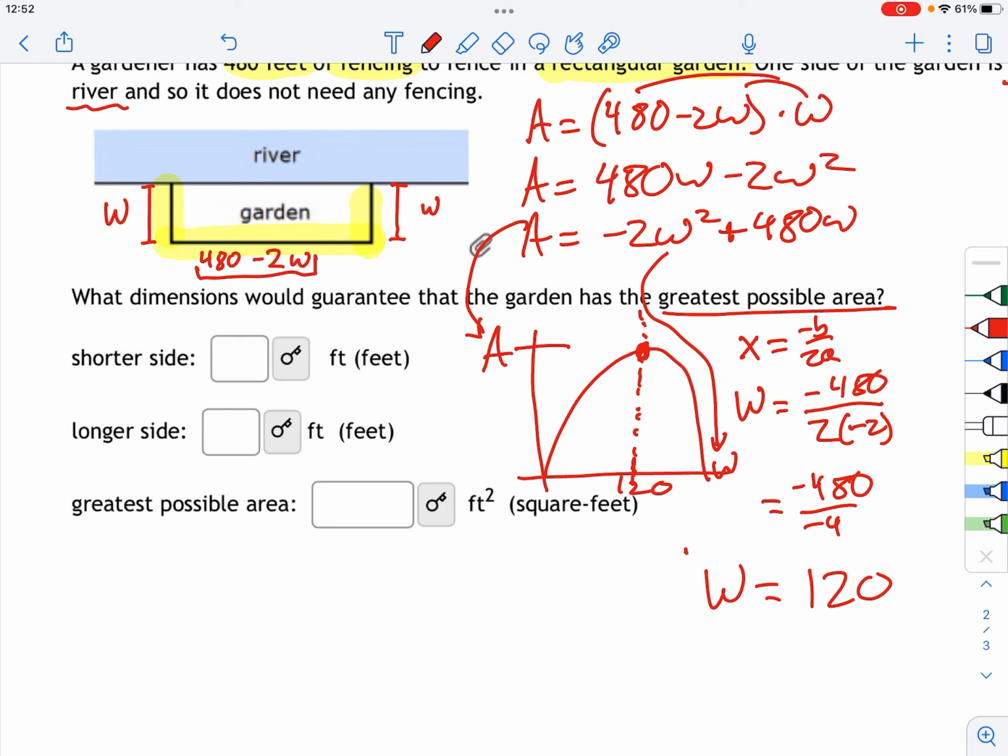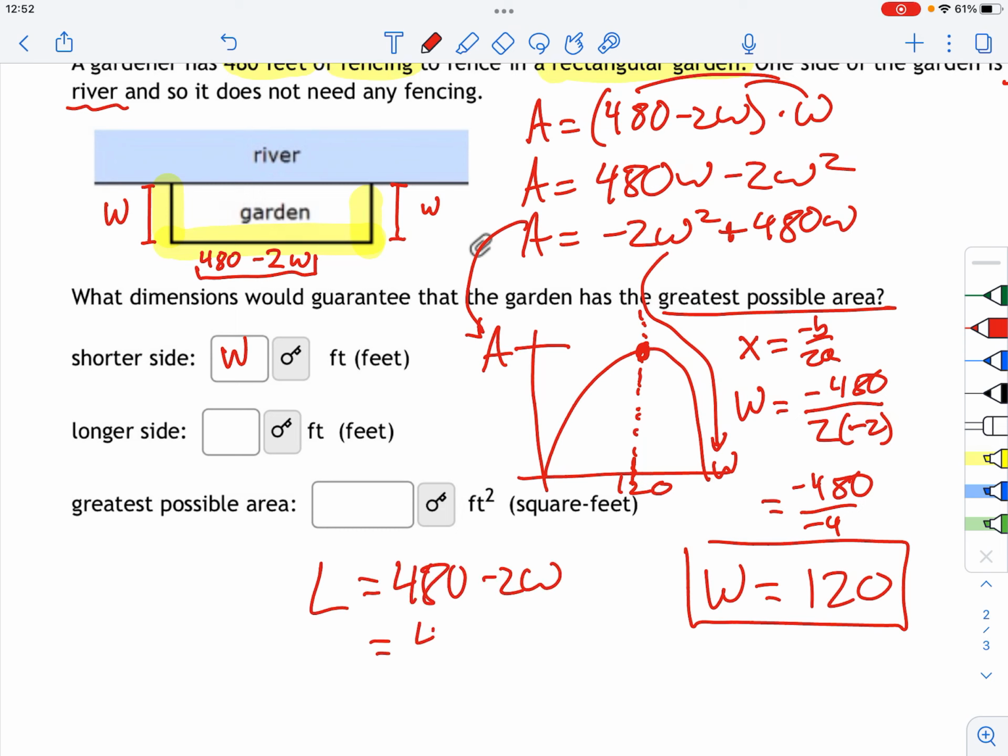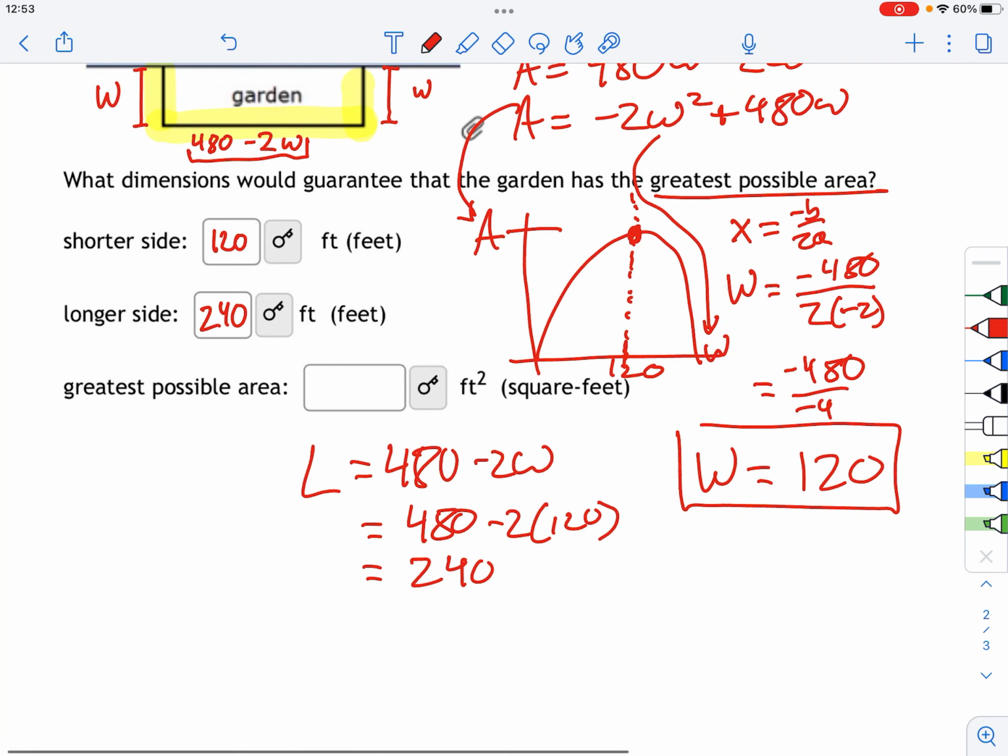So this is W, the width, the shorter side. What's the longer side going to be? Well, the length, the longer side, is 480 minus 2W, which is 480 minus 2 times 120, which is 480 minus 240, which is 240. So this is 120 feet. This is 240 feet. So the area will be 120 times 240 feet.